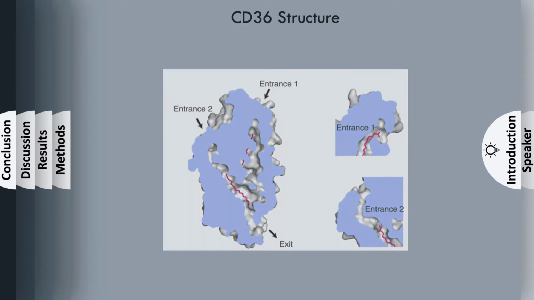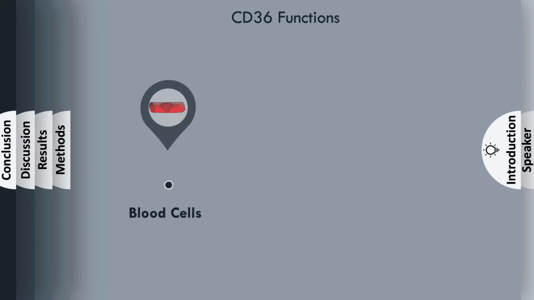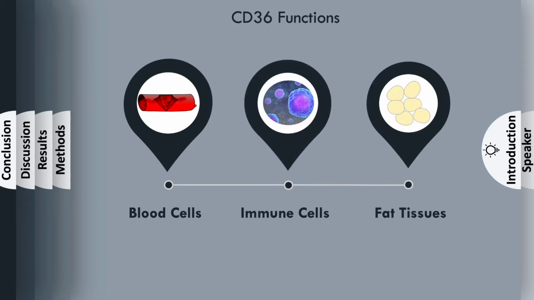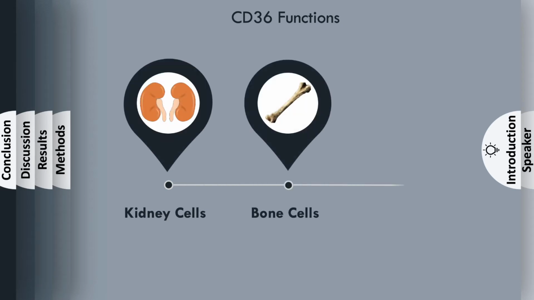Our hypothesis is that fatty acids move through the membrane by cross-linking to the lysine residue at position 164, close to the phenylalanine residue that's circled here in red, entering the central cavity and then making their way into the cell membrane surface. So, where is CD36 found in our body? CD36 is found in our blood cells, immune cells, fat tissues, kidney cells, bone cells, and even endothelial cells.